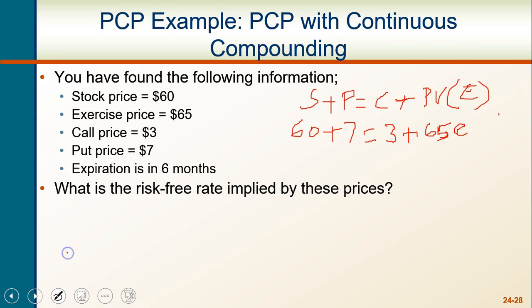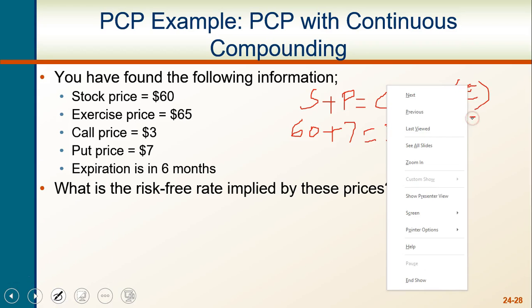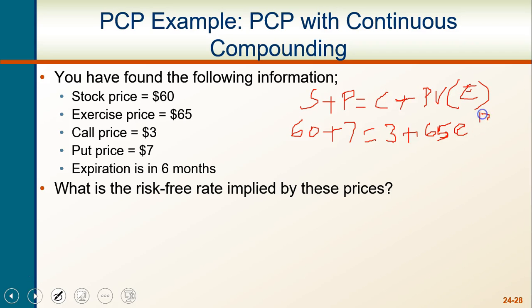e raised to the power of minus 0.5 times R. And it is the R that we need to solve for. If you don't remember how we got the minus 0.5, it's because we are talking about half a year, and half a year is written as 0.5 years. Why half a year? Because the expiration is in 6 months time. So let's continue solving this in this space that I have. Let me see how best I can write.